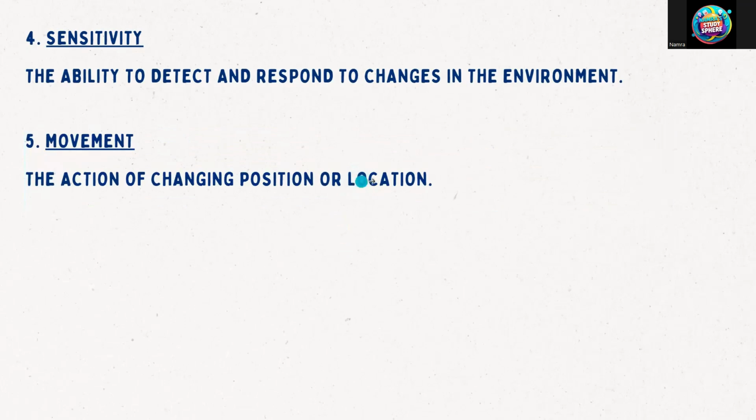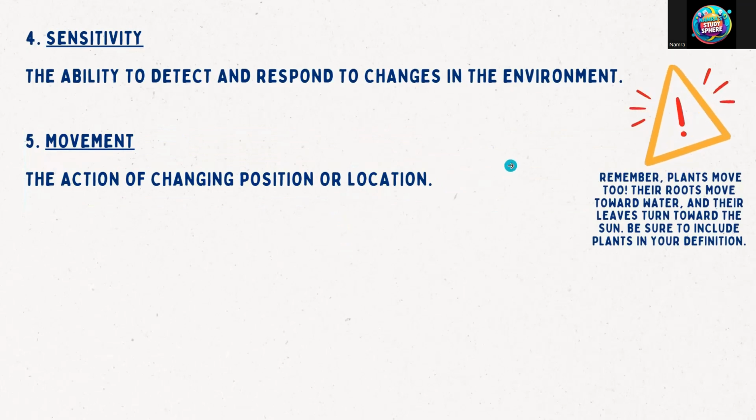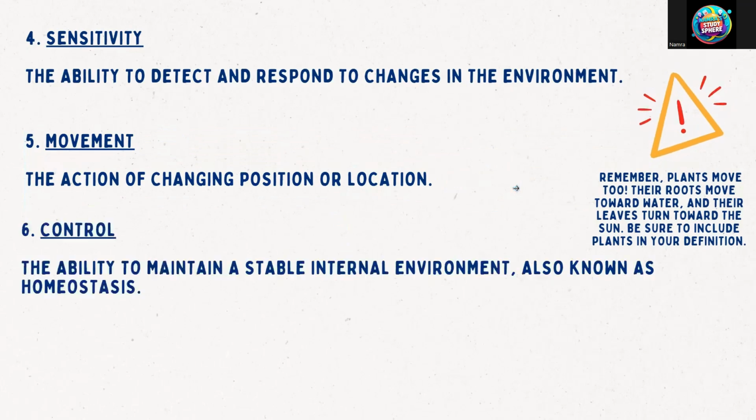So next is movement. Every organism moves. Animals move their entire body. Now another mistake over here, which students get confused about, is that plants move too. Their roots move towards water and their leaves move towards the sun. Be sure to include plants in your definition as an example.